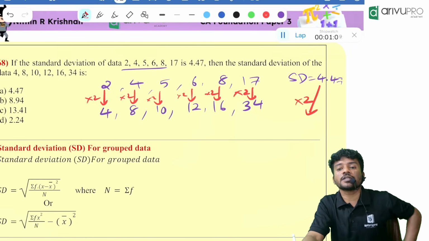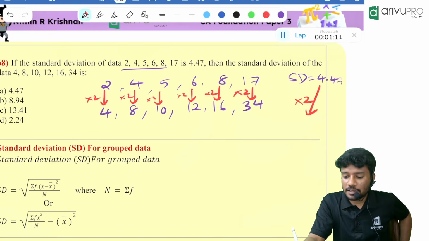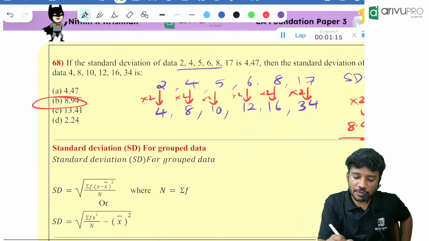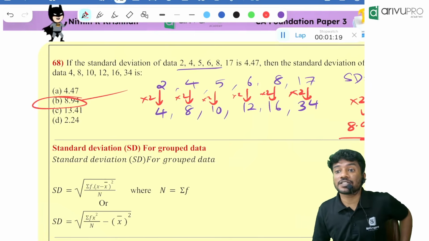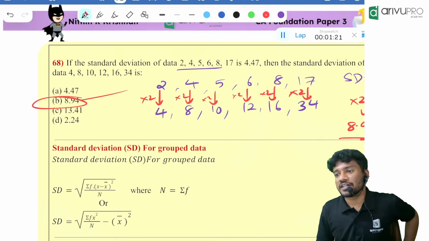Into 2. How much is it, people? That is 8.94. Which option is the answer? Option B is the answer. So they were expecting you to get an answer based on change of origin and change of scale.